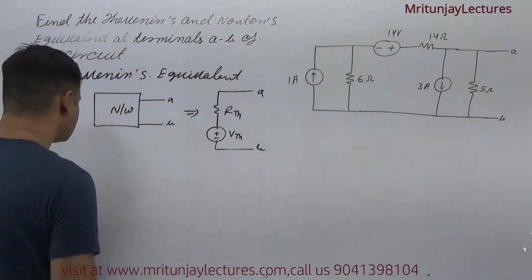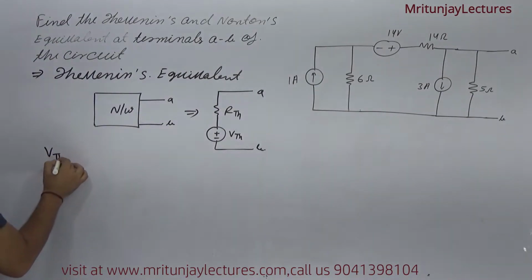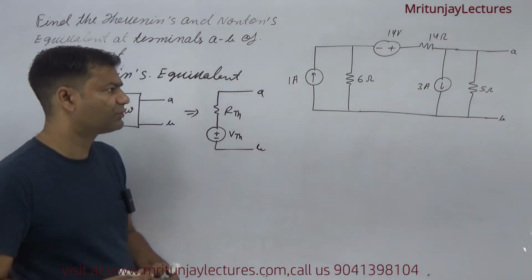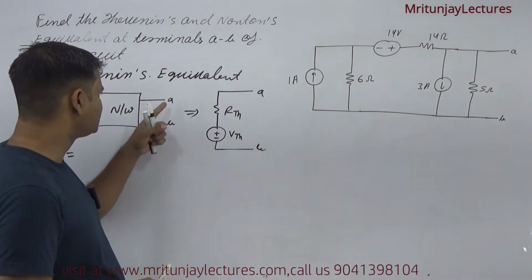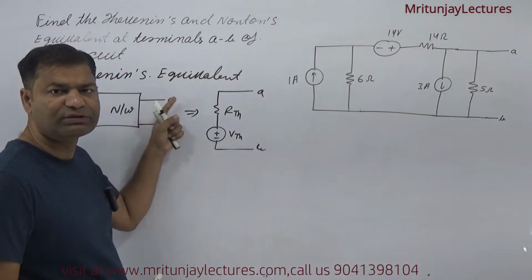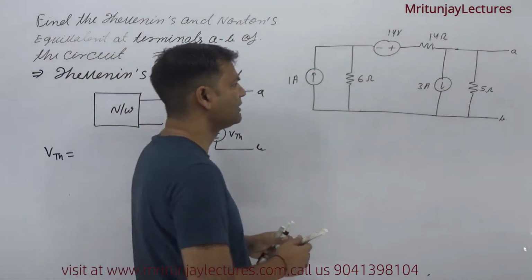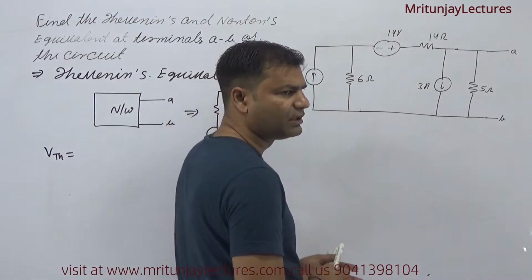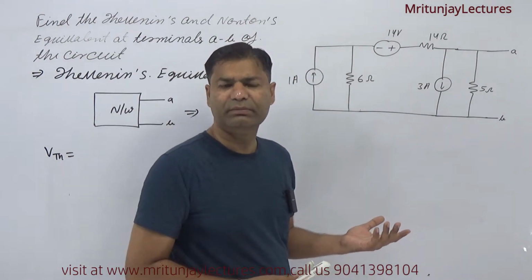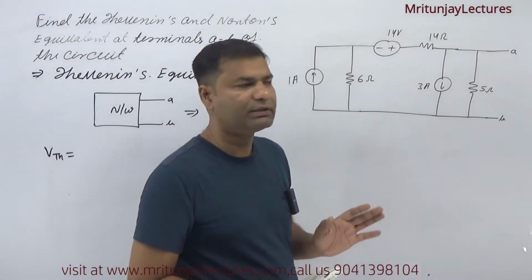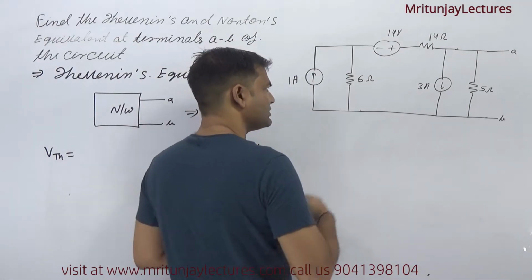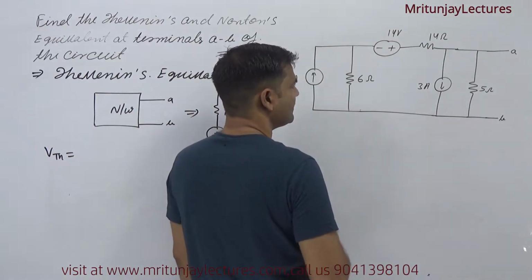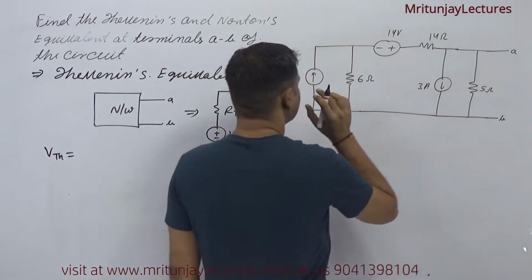Okay, so first of all, we are focused on VTH. How can we determine VTH? If you want to determine VTH, and suppose a load is connected here, then the load is removed. But here no load is connected, that's why no circuit is removed, or you can say no parameter is removed. So first of all, we determine VTH across the AB terminal. Okay, how can we determine it?